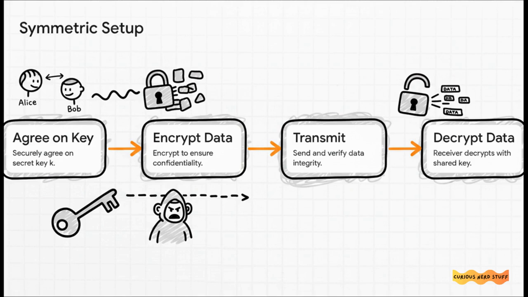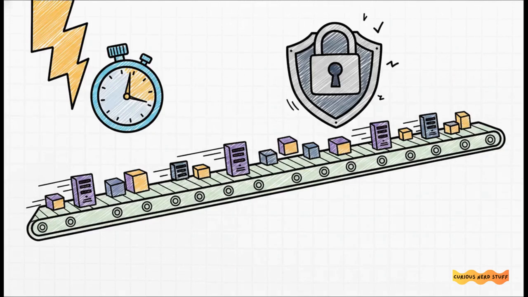Bob receives it and uses that exact same shared key to decrypt the data. Now, the real beauty of symmetric algorithms, things you might have heard of like AES or ChaCha20, is their blindingly incredible speed. They're highly computationally efficient. They can process huge volumes of data fast, like a high-speed conveyor belt.